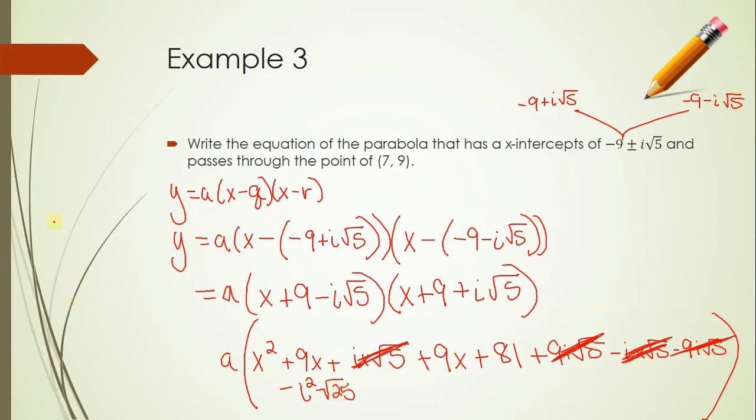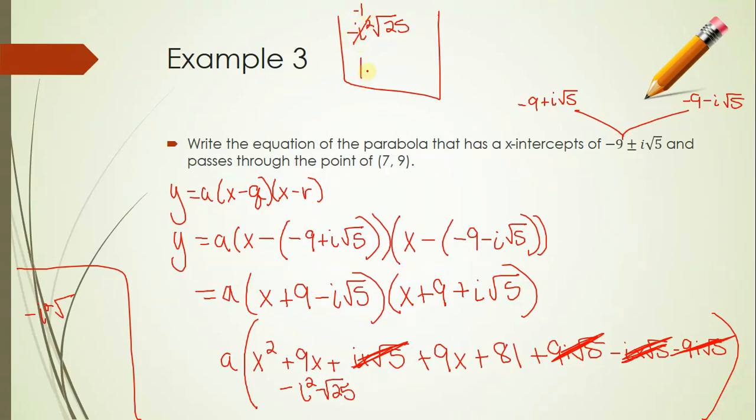Now, negative i squared square root of 25 simplifies down. Let's do a little side note over here. Negative i squared times square root of 25. I squared, remember, is negative 1. So a negative i squared is technically a positive 1, and the square root of 25 is just 5. So this little piece right here is technically just a positive 5.